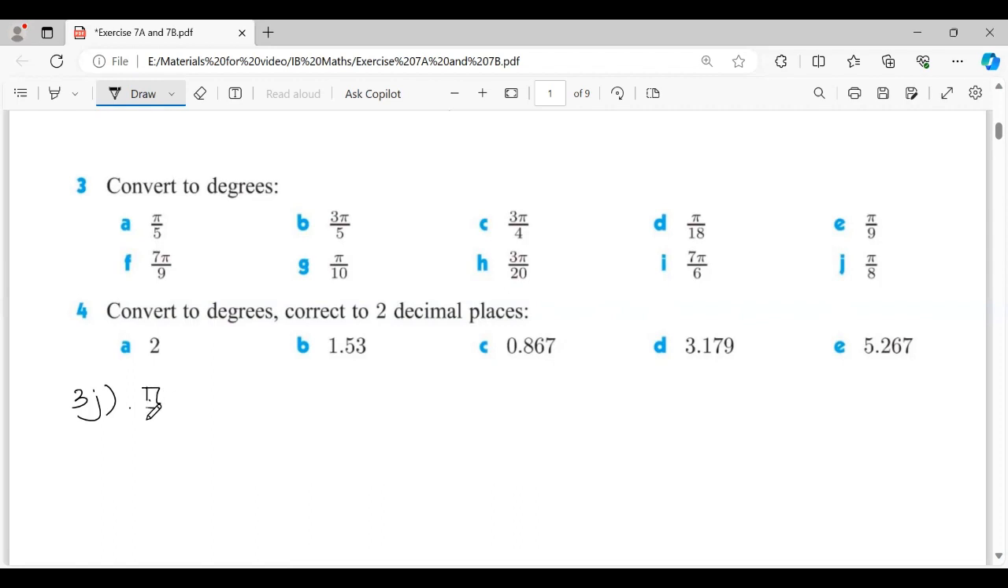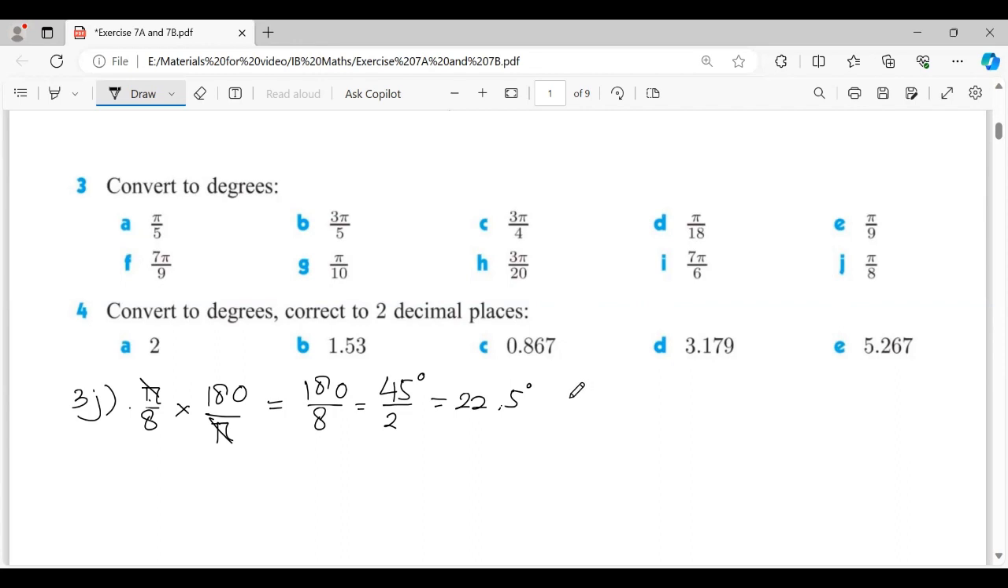Pi over 8. Okay. Pi over 8 times 180 over pi. Okay. So it becomes, cancel, divide it. So it's going to be 180 over 8. Or if you simplify, it becomes 45 over 2 if you divide it by 4. Okay. It's going to be 22.5 degrees.